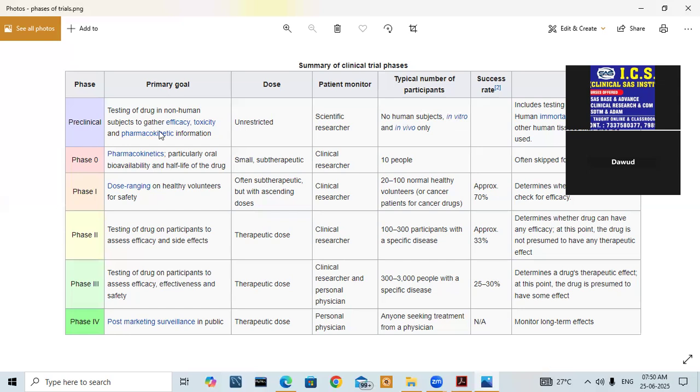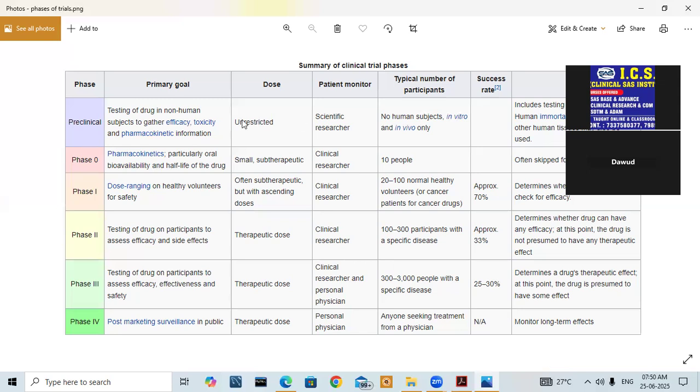What do you call this? Preclinical studies, for non-human subjects. So why are we doing these preclinical studies? Preclinical studies are done to study the toxicity of the drug, especially, and the efficacy also, meaning whether the drug is showing any action or not.